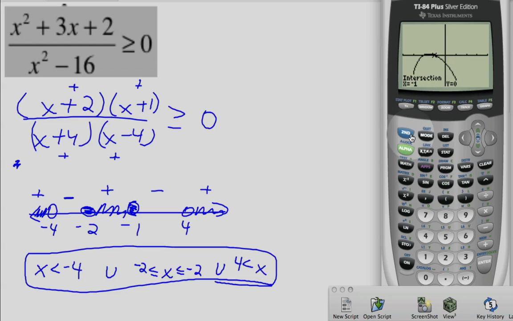So I want to find this, so I find the other intersection by scrolling over to the left, enter, enter, enter, and I see it's negative 2. So you can see the graph is above here, and then it's negative in between, which we're not interested in, but we are interested in where it is positive here. And that's the end.